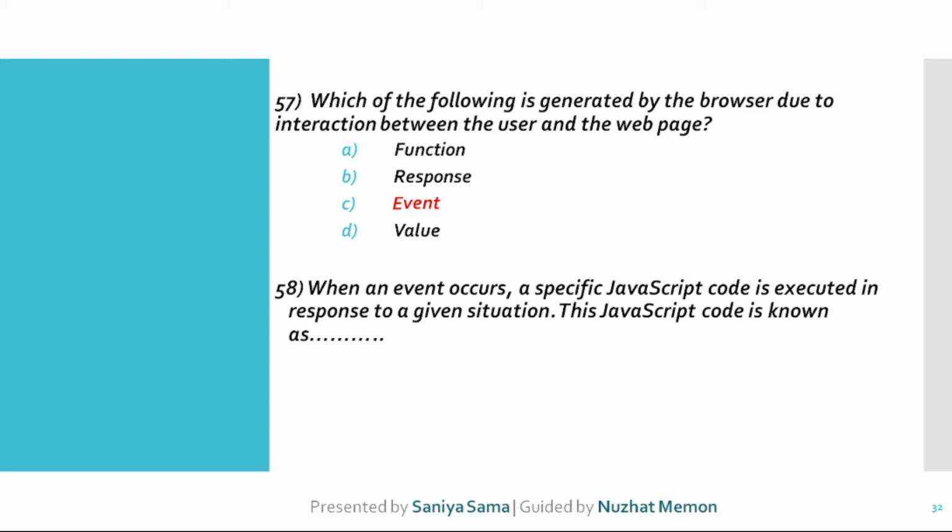58. When an event occurs, a specific JavaScript code is executed in response to a given situation. This JavaScript code is known as dash. Option A event handler, option B event, option C function, option D method. The answer is event handler.